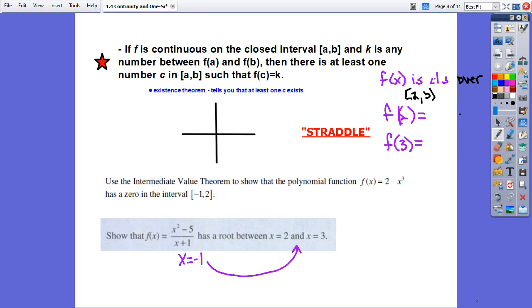Then what's f of 2? We plug in 2, we get -1 on top, we get 3 on the bottom, so we get -1/3. If I plug in 3, I end up getting 4 on the top and 4 on the bottom, which is 1. And the question is, do I straddle 0? Will 0 fit in between these, or is it outside of those two? And if you notice, we go from negative to positive, so there's got to be a 0. So therefore, a root exists in the interval 2 to 3.